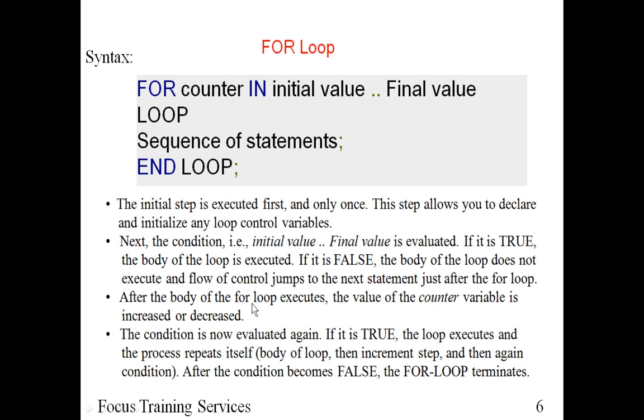Now after the body of the for loop executes, the value of the counter variable is increased or decreased, depending on the condition. The condition is then evaluated again. If it is true, the loop executes and the process repeats itself. If the condition is true, then the loop will continue. Clear? So this is about the for loop, and after the condition is false, your for loop is terminated.